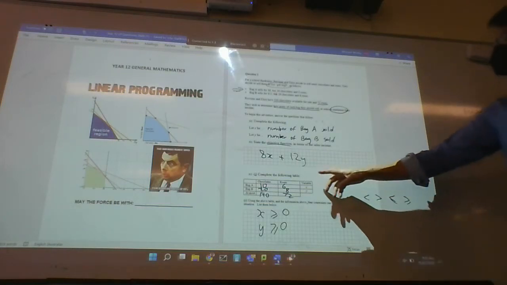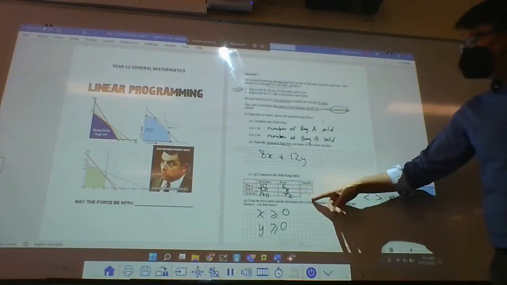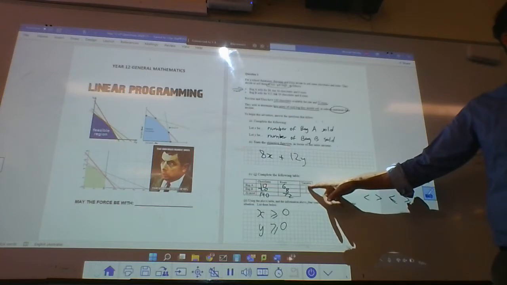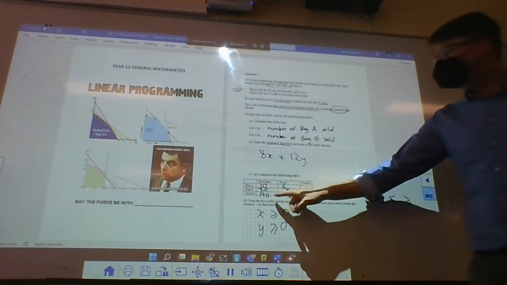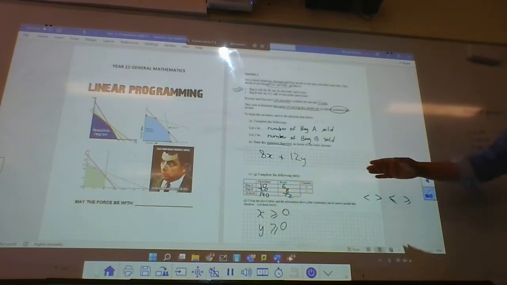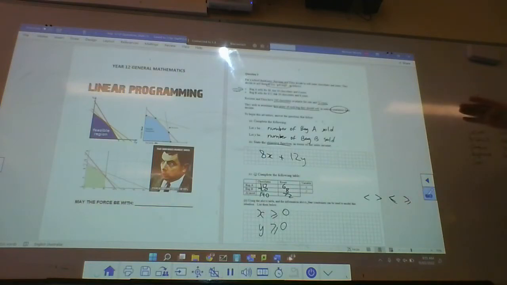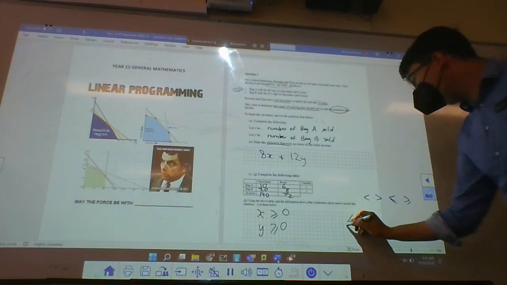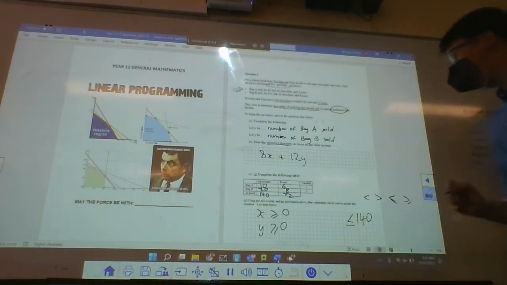All right, now we can also come up with some other constraints, and this little table here is going to help us to come up with these constraints. There's some constraints in terms of, firstly, let's focus in on the chocolates. There's a limit to how many chocolates we can sell. We can't sell any more than 140. So the number of chocolates can be up to and including 140. In other words, less than or equal to 140.